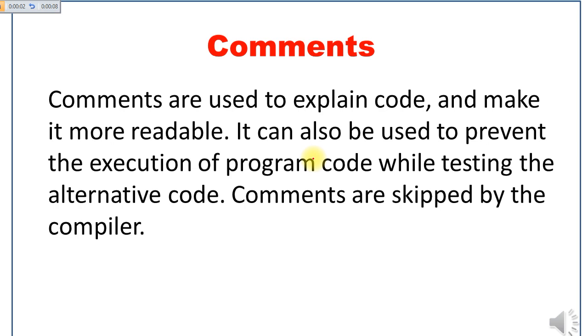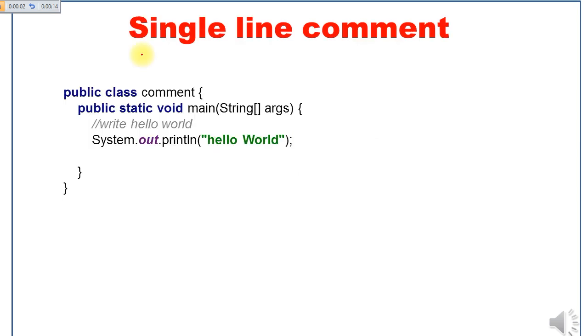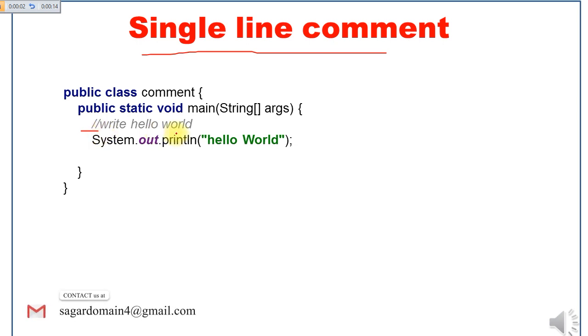Let's see an example. This is a single line comment. In a single line comment, we start with a double slash like this, and then we write the comment. This comment, "write hello world", describes that the next line prints hello world.